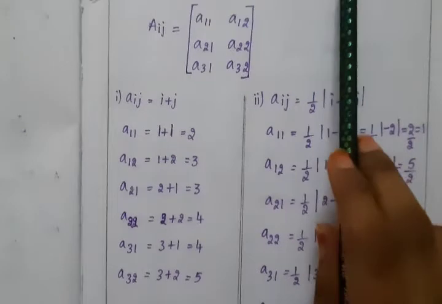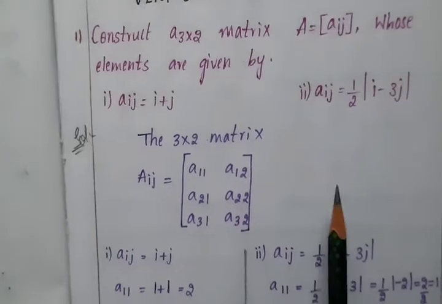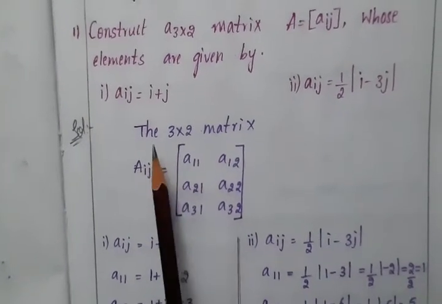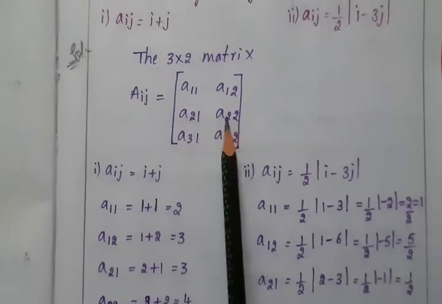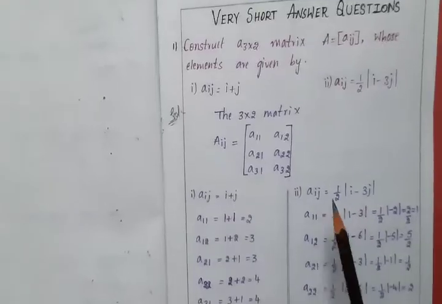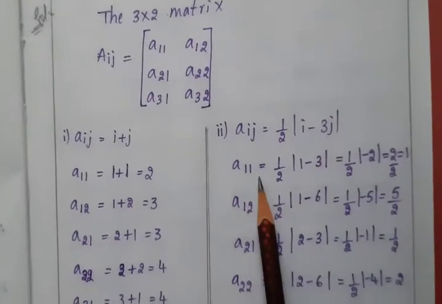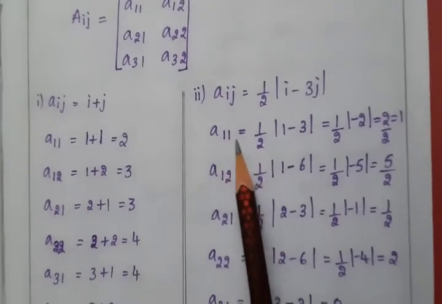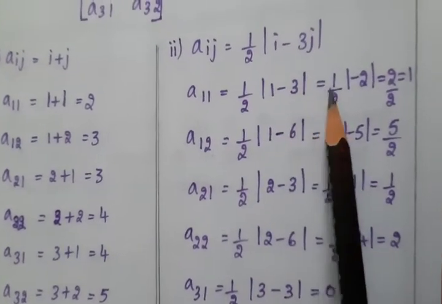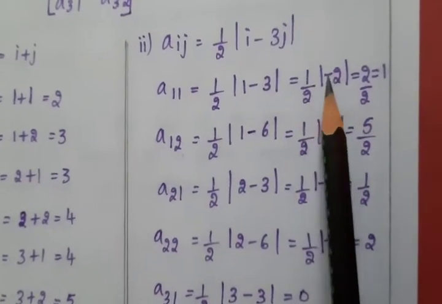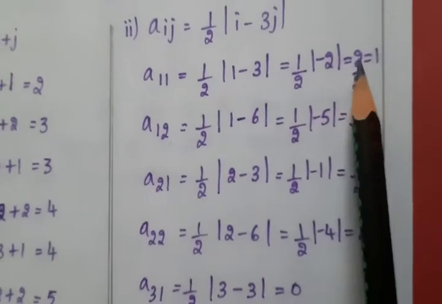Aij equal to 1 by 2 modulus of i minus 3j. For both questions this is same. The 3x2 matrix Aij equal to A11, A12, A21, A22, A31, A32. Aij equal to 1 by 2 modulus of i minus 3j. A11, i equal to 1, j equal to 1 equal to 1 by 2 modulus of 1 minus 3 into 1, 3, equal to 1 by 2 modulus of minus 2. In modulus, minus 2 becomes positive 2. Then 2 by 2 equal to 1.